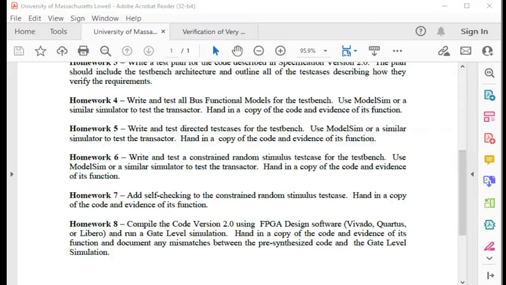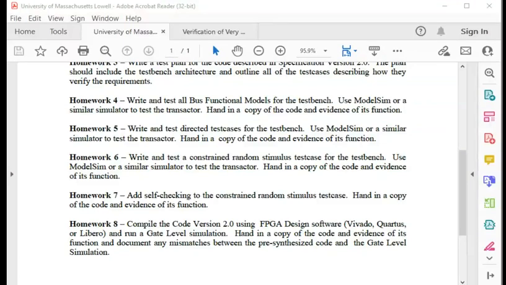And then homework 7 is to take homework 6 and write a checker. You probably don't need to write a formal scoreboard for homework 7, but you should have something, because it's serial, right? You put something in and that's what comes out. So you have something that looks at what's going in. The bus functional model is monitoring the output and it produces a result, and you just make sure that they match, with some delay.